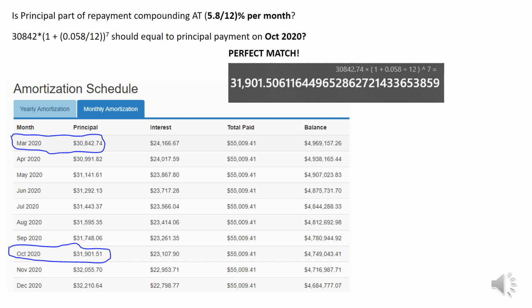If you focus on the top row, which is in smaller font, you can see that I have put 30,842.74 into (1 plus 0.058 divided by 12) raised to the power of 7. Why 7? October 2020 is 7 entries away from March. You have to consider April as 1, May as 2, June as 3, 4, 5, 6 and 7. October is 7. So it yields me 31,901.50, which exactly matches what the website has reported. So the principal is also compounding at the same rate of interest. Whatever we have found two slides above is actually true.